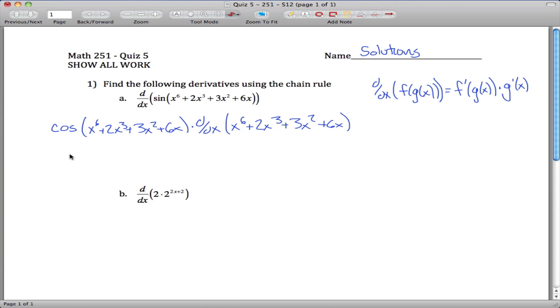Okay, so this is cosine of all this mess times the derivative of x to the 6th, which is 6x to the 5th using the power rule, plus 6x squared plus 6x plus 6. If you really want, you could factor out a 6 from all these guys. You could write the order here different, but I think this is fine. I'll just leave it like this and move on.